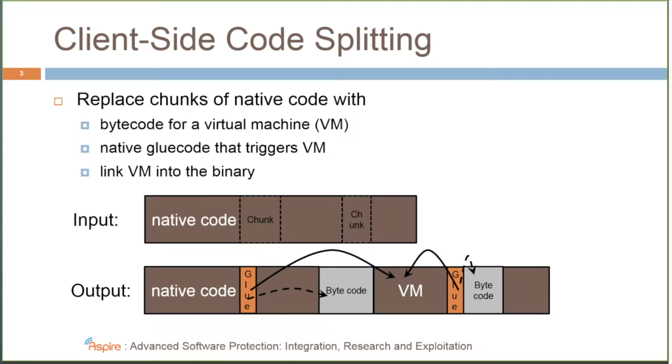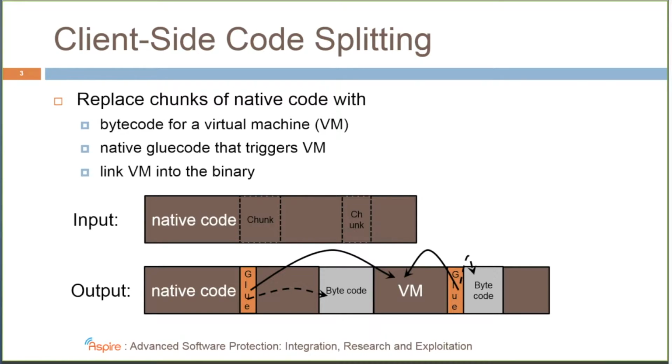So this is the principle of how it works. We have the native unprotected binary or library as input. And it contains code chunks that are extracted from the native code and cross-translated to bytecode. The bytecode is then injected into the protected output library by the Diablo link-time rewriter, together with the virtual machine and some glue code to invoke the virtual machine. At runtime, the virtual machine will interpret the bytecode.